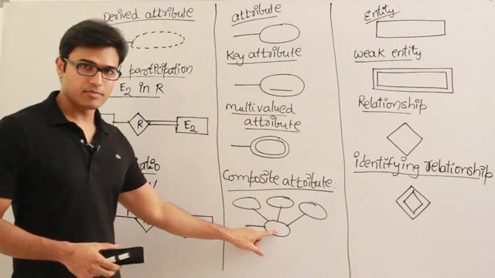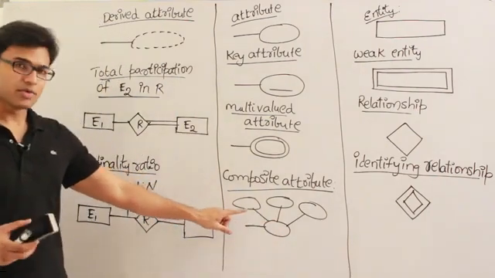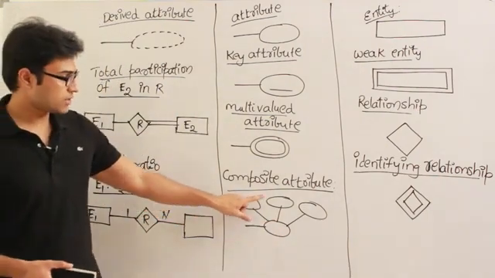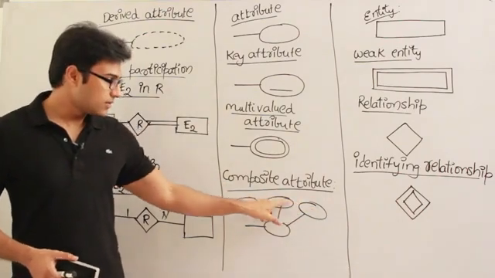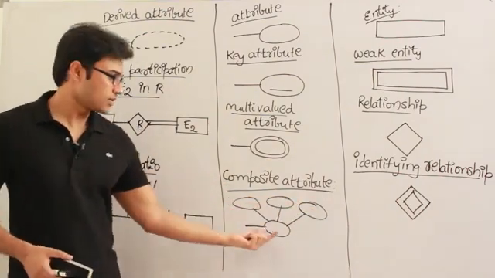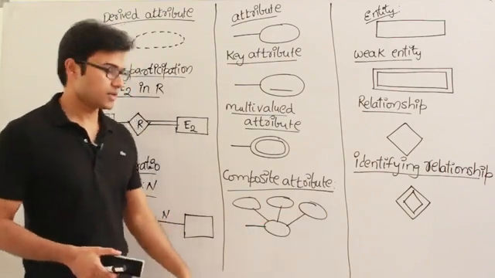And composite attributes are like name, which might contain first name, middle name, and last name. This name is actually a composition of three attributes: first name, middle name, and last name. These simple attributes are atomic, and the composite is a composition of all the simple attributes.